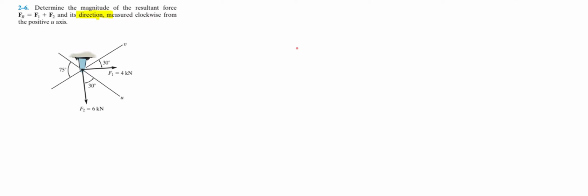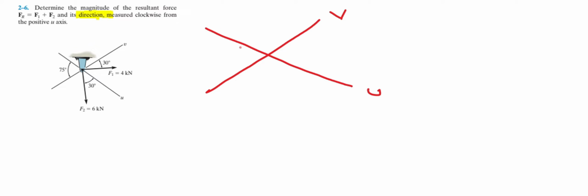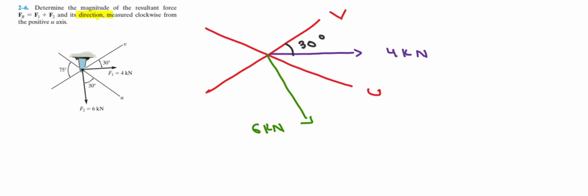Now let's draw this diagram. This is your V and this is your U. The 4 kilonewton force is acting along like this. This is the 4 kilonewton force, which makes an angle of 30 degrees with the V axis. And this is your 6 kilonewton force acting along like this, which makes an angle of 30 degrees with the U axis.